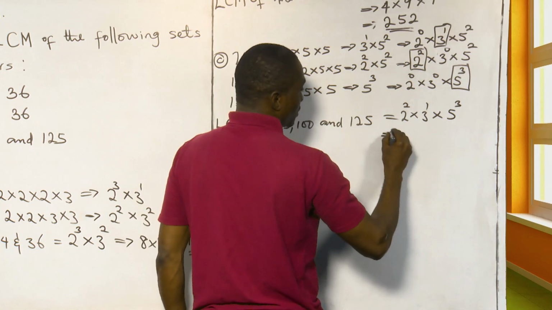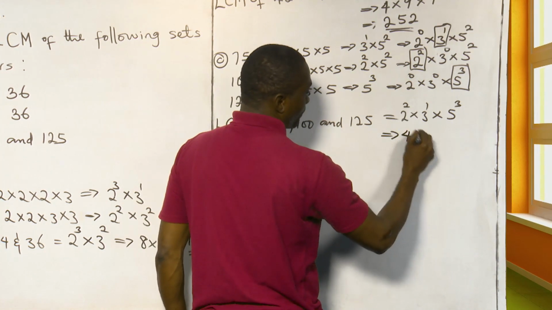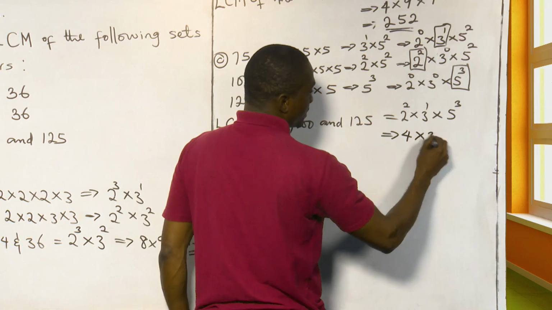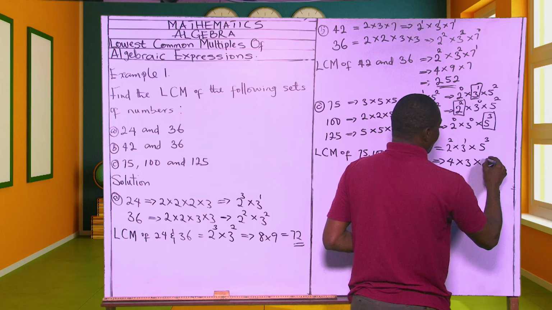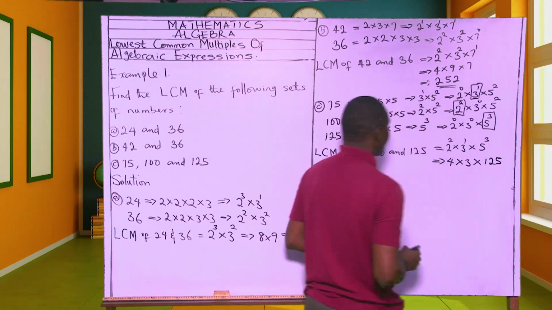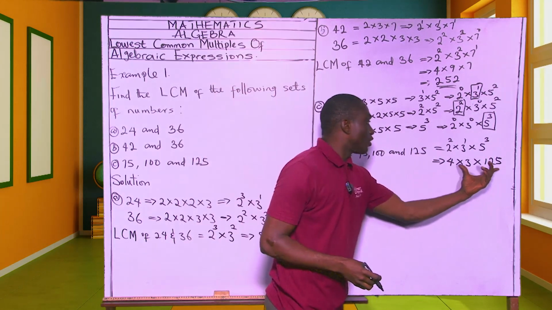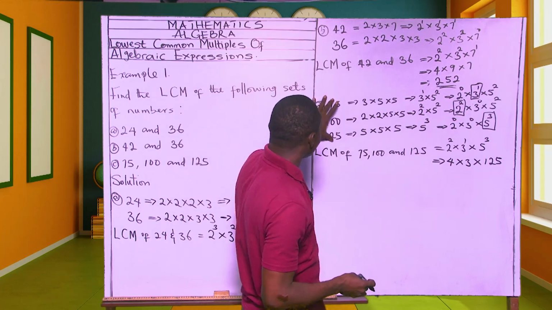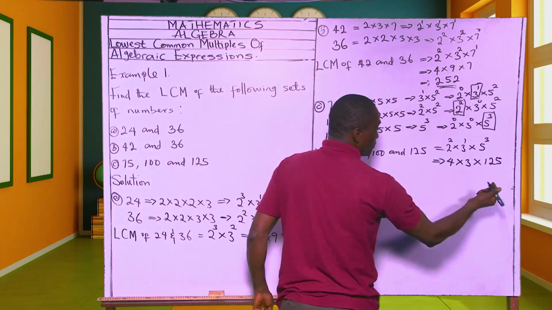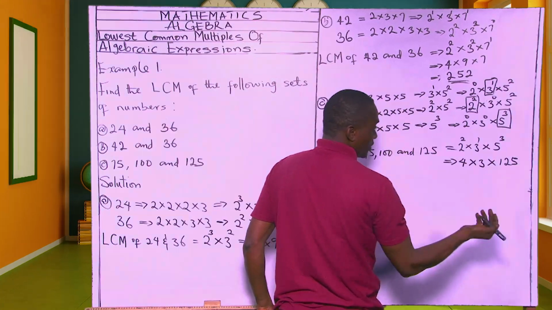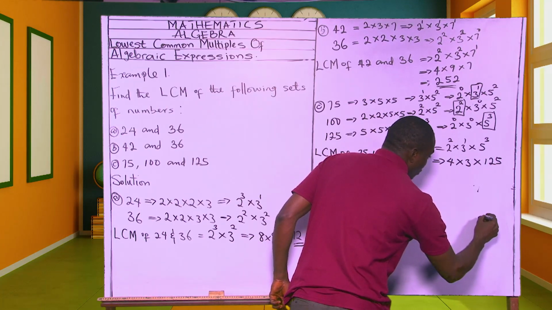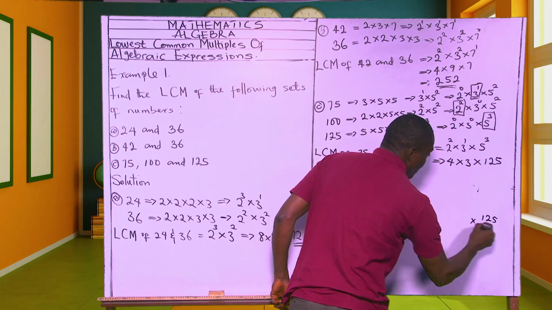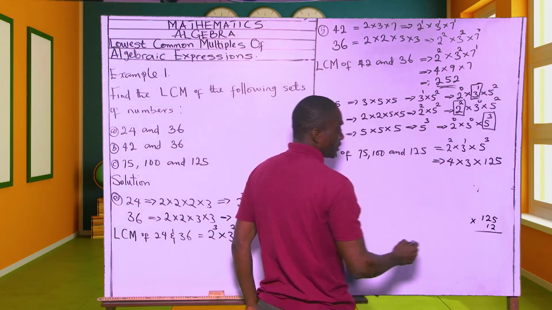And this will give us 2 raised to power 2, which is 4. 3 raised to power 1 is 3. 5 raised to power 3 is 125. Okay, so the product of all these will be the LCM of this set of numbers. Now the product of all these will be what? 4 times 3 is 12. So we have 125 multiplied by 12. Let's find the product.